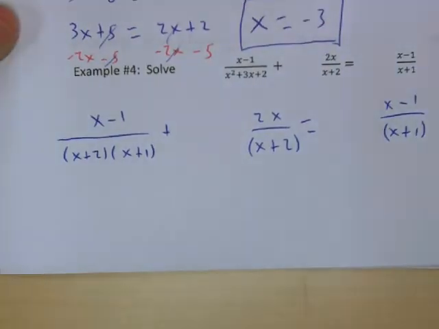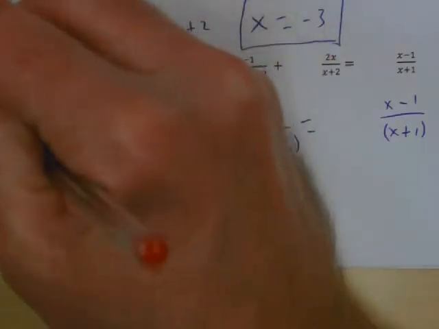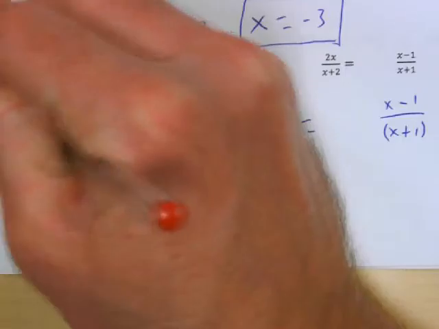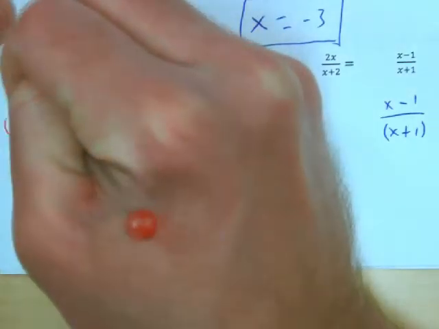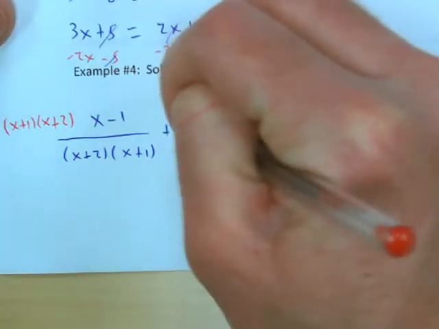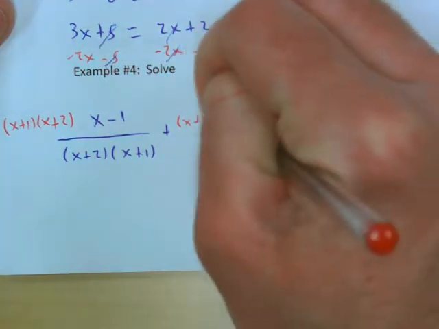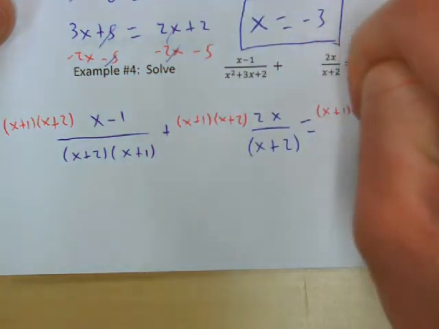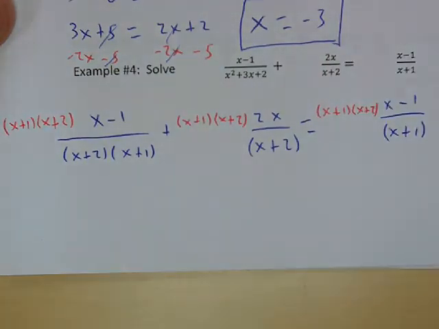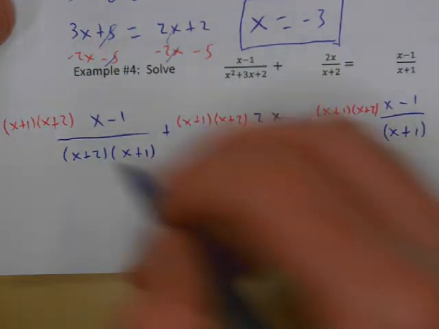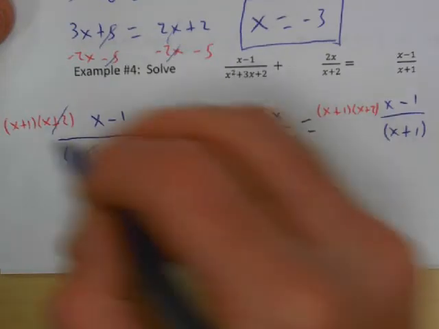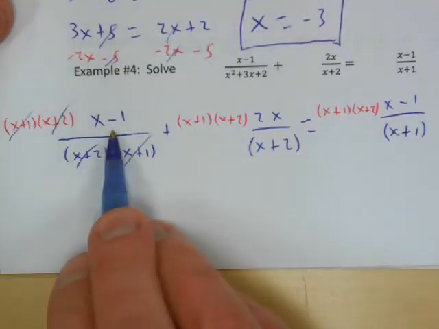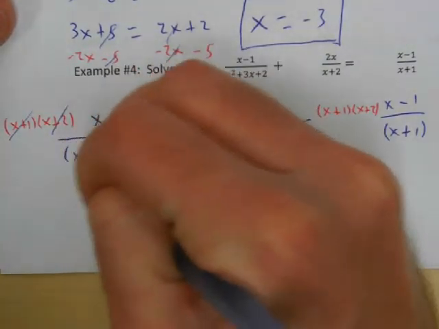Now again, there's a lot of writing here, but everything's going to work out pretty nice. You'll see in just a second. So we want to multiply by x plus 1 times x plus 2. Okay, so again, a lot of writing, but this is the nice part. Here, the x plus 2's cancel, and the x plus 1's cancel, and we're just left with that, x minus 1. So no more fraction, good.